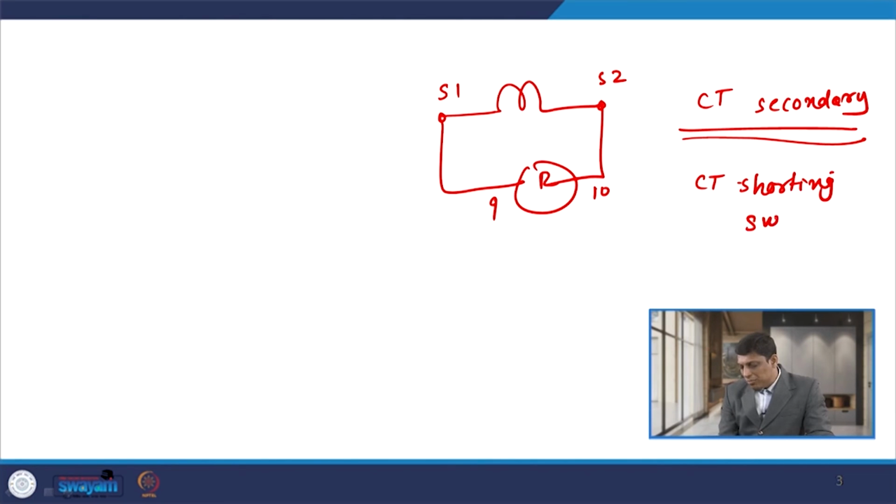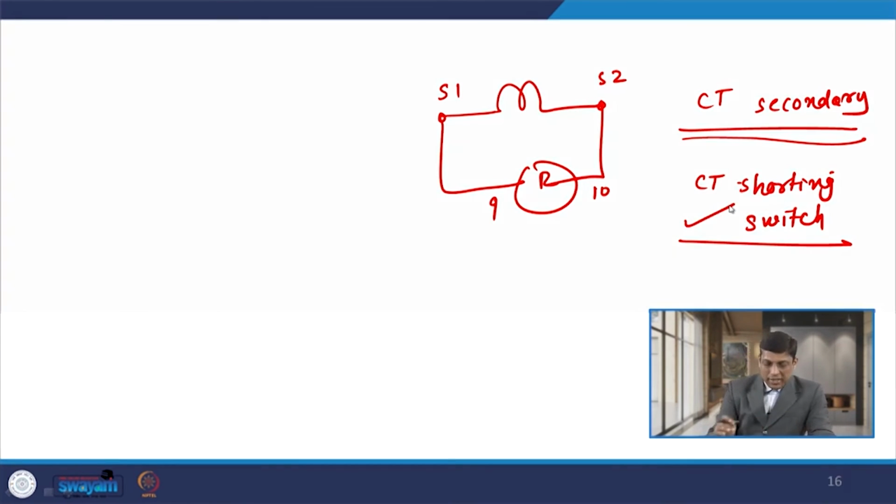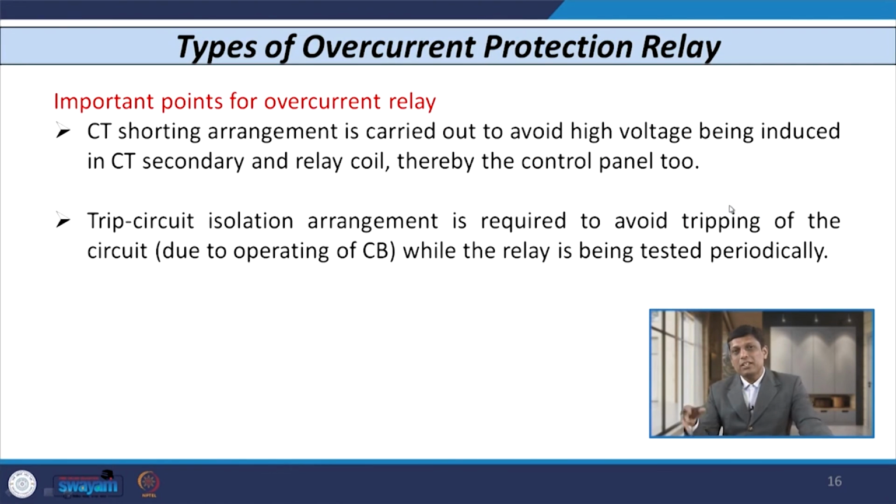The function of this CT shorting switch is, whenever you remove the relay from the CT, the CT secondary is automatically closed by this CT shorting switch. So, this is a very important point when you consider any type of overcurrent relay. The next point you have to consider is the trip circuit isolation arrangement.